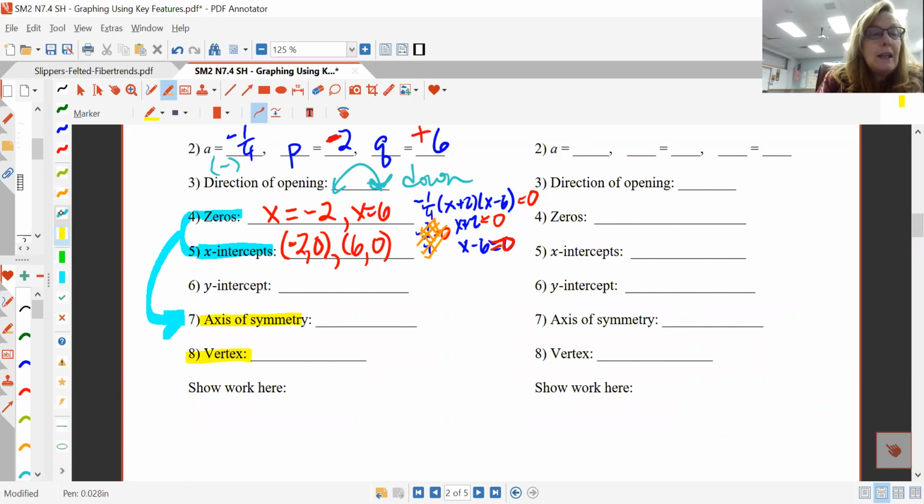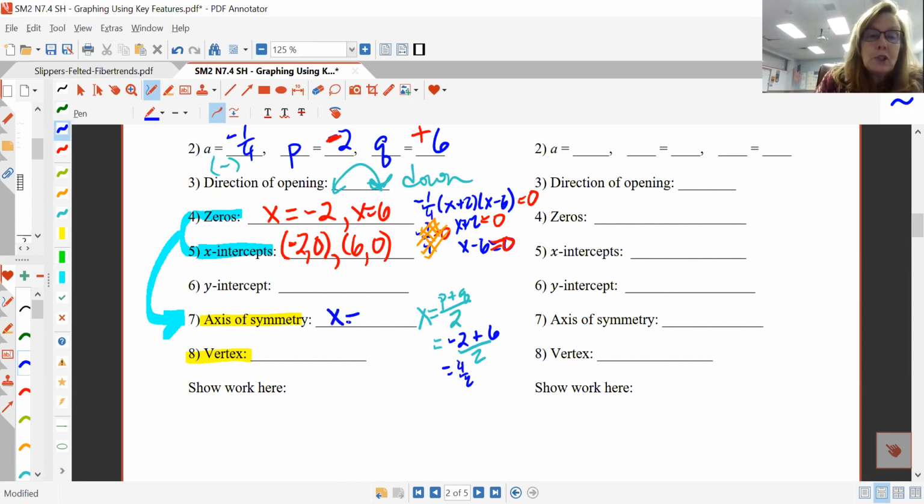So I take that information, and the formula here is different because I'm doing a different type. I need the middle. So the middle value is going to be the two values, p plus q, divided by 2. So essentially finding the average. So p is -2 plus 6 over 2. So I get 4 over 2. So the axis of symmetry should be 2.